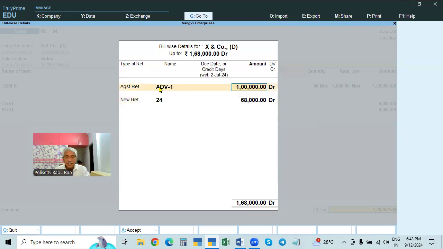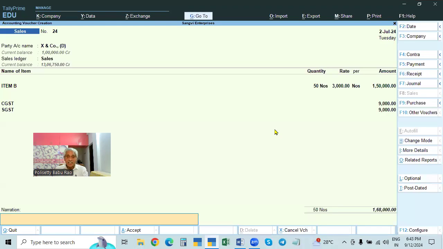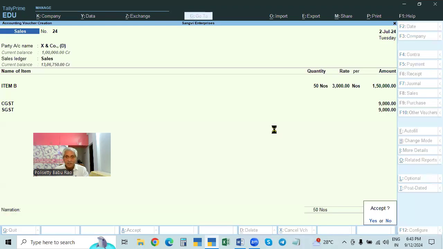This is advance 1 lakh, and here new reference 24. So balance only 68,000 is there. The outstanding amount is all.